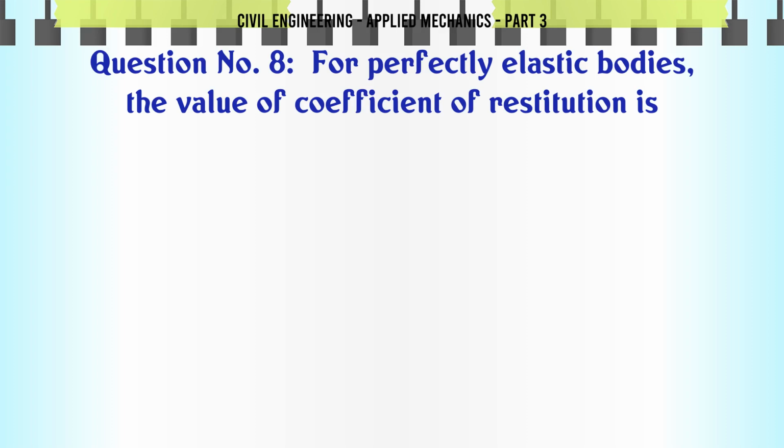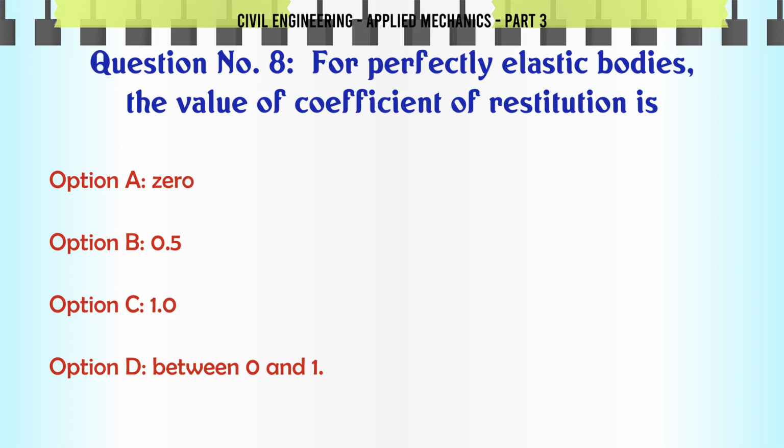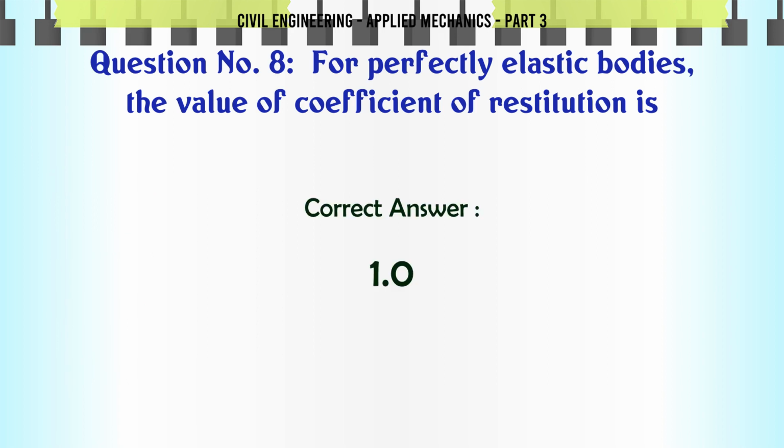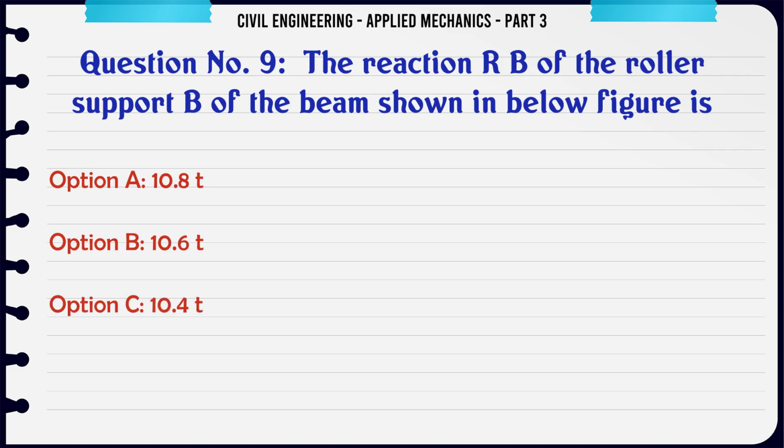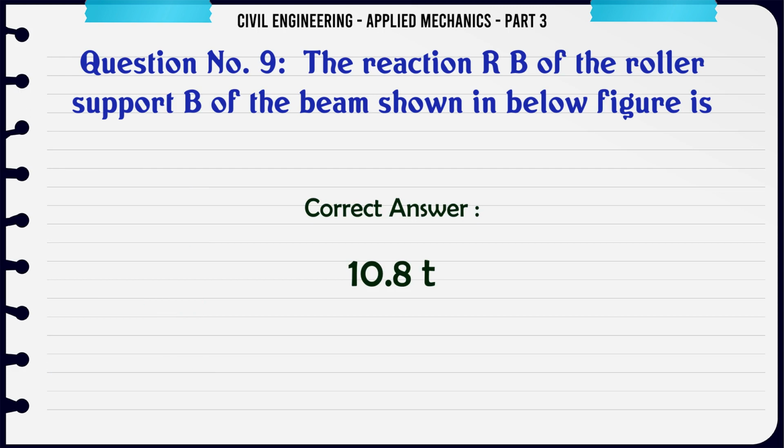For perfectly elastic bodies, the value of the coefficient of restitution is: A, 0; B, 0.5; C, 1.0; D, between 0 and 1. The correct answer is 1.0. The reaction RB of the roller support B of the beam shown in the figure below is: A, 10.8 T; B, 10.6 T; C, 10.4 T; D, 10.2 T. The correct answer is 10.8 T.